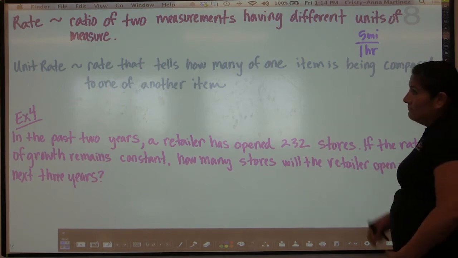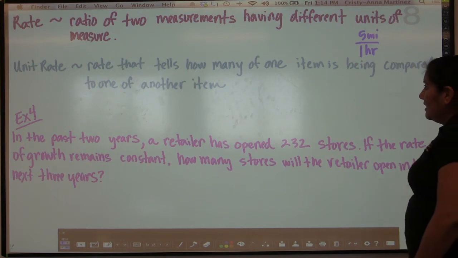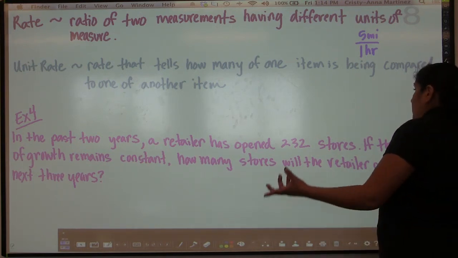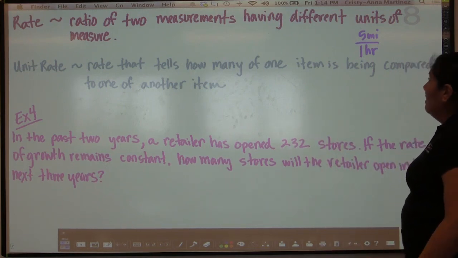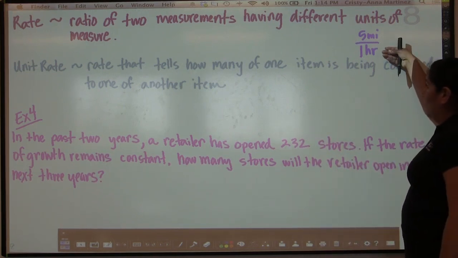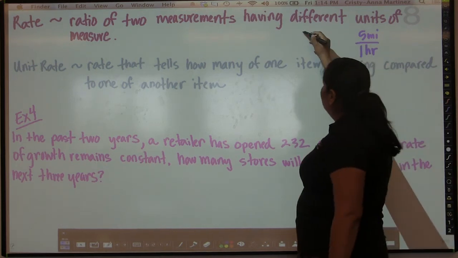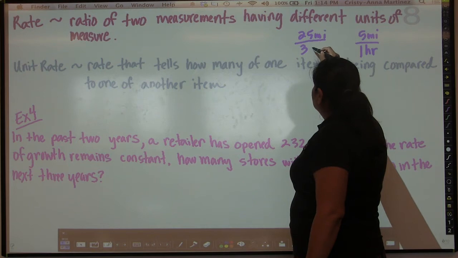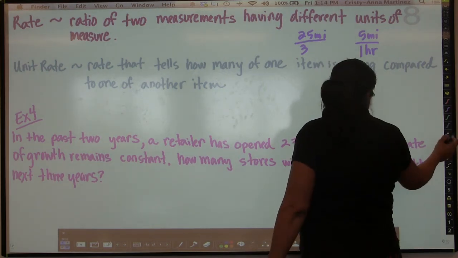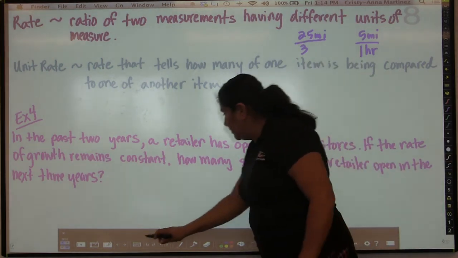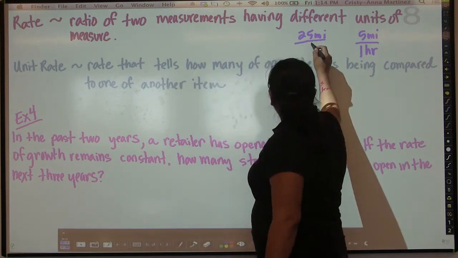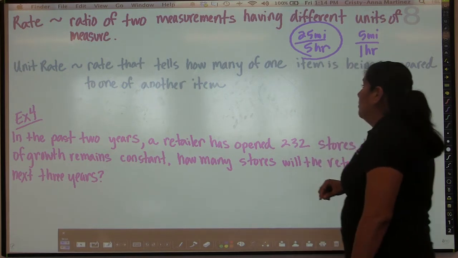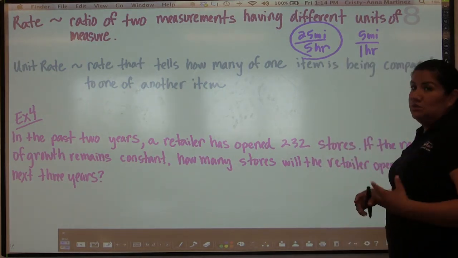So it has different units of measure. That's a rate. A unit rate is a rate that tells how many of one item is being compared to one of another item. In other words, this is a unit rate because it's to 1 hour. But I could also say 25 miles per 3 hours, or even 4 hours, or 5 hours. Let's make it easy, and let's do 5 hours. This is not considered a unit rate. It's a rate, but it's not a unit rate because it's comparing it to 5 hours.